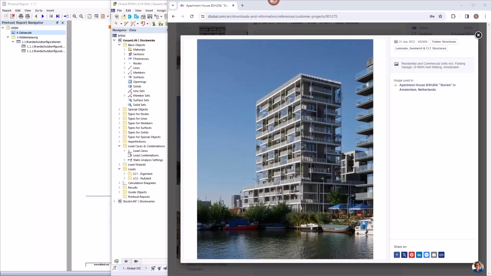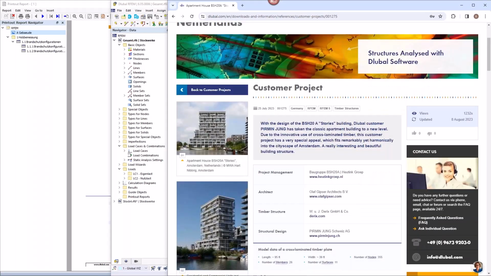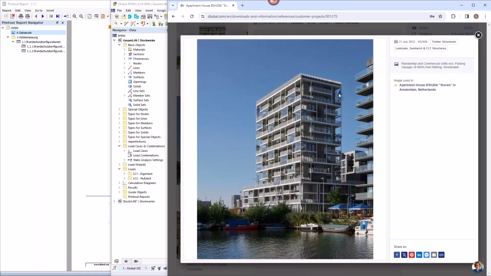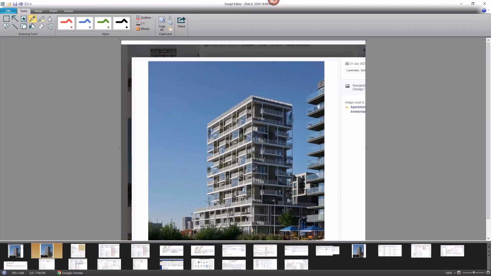Before we jump into the program, the project that I want to show you is also on our homepage under customer projects. It was built last year. The static analysis has been done by the engineering company Pirmin Jung. They're using our software, yeah, that's the key. And this is the building, 13 stories. What also makes the building quite interesting is that there's a smaller part upon the bigger part, and we want to take a look at this story 3 here.